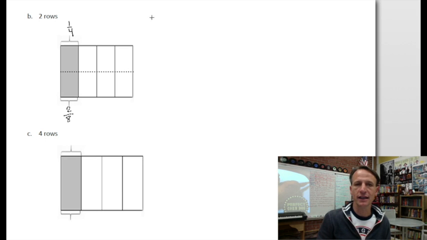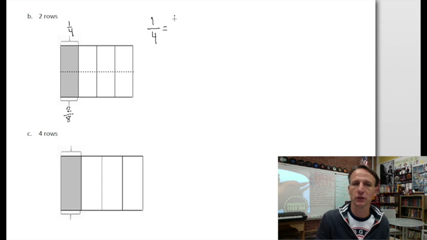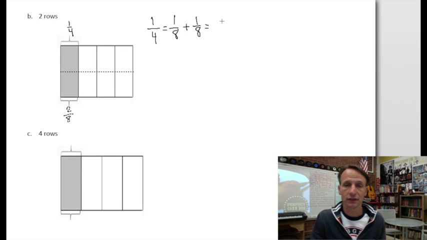All right, and then to write this as the sum of unit fractions, we'd say 1/4 is, well, what's this? Right here, just this guy. This is 1/8, and this is 1/8. Yeah, so 1/4 is 1/8 and 1/8, also known as 1/8 plus 1/8, which is, yes, 2/8. All right, you got it.